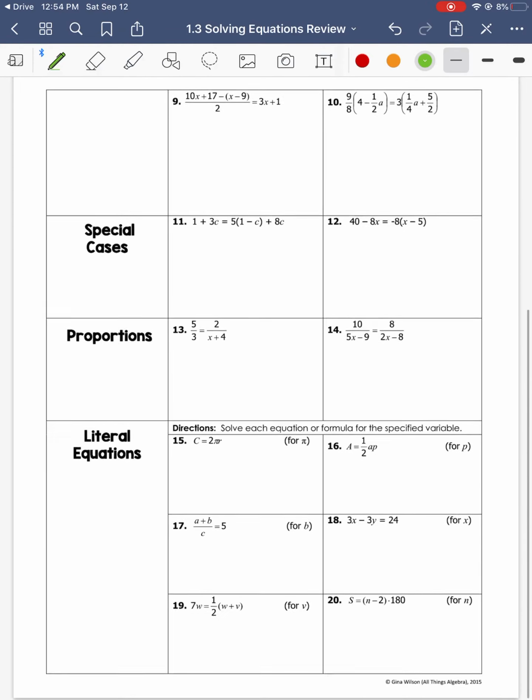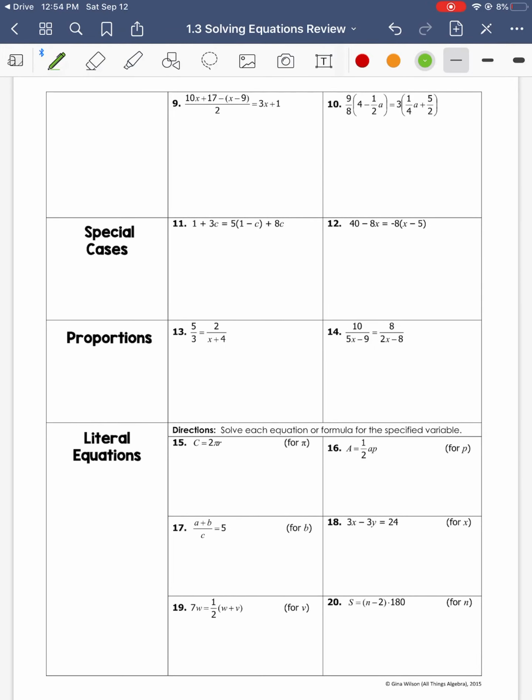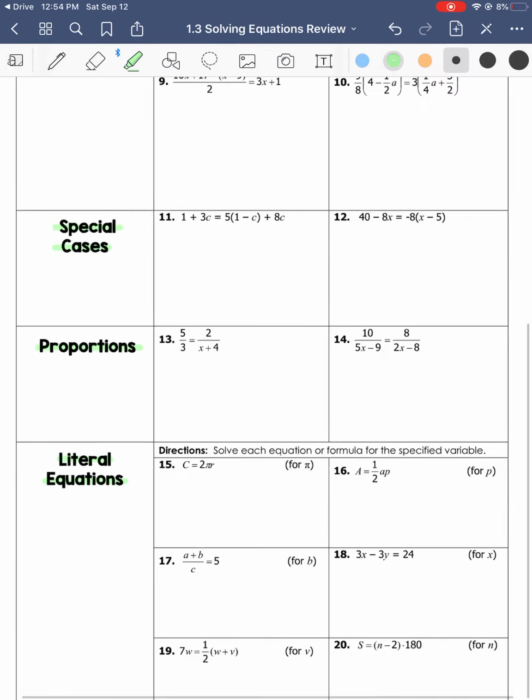So let's go down to, we're going to look at special cases. So I'll do both of these problems. We'll look at how to do proportions and then literal equations, which you'll have a foldable on too if you need help with that. Okay, so special cases.